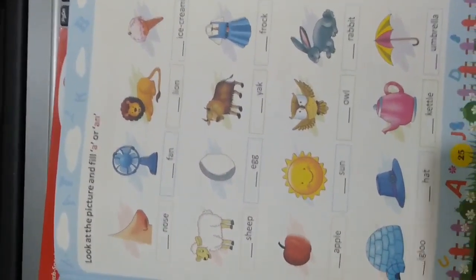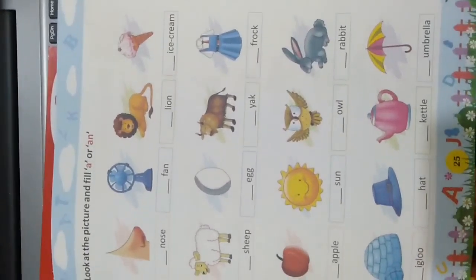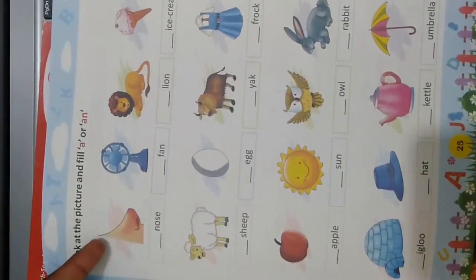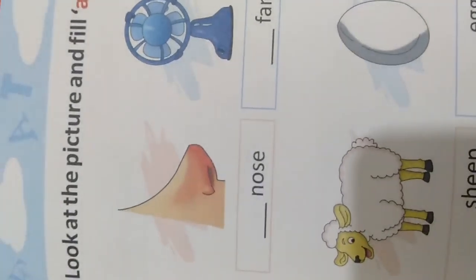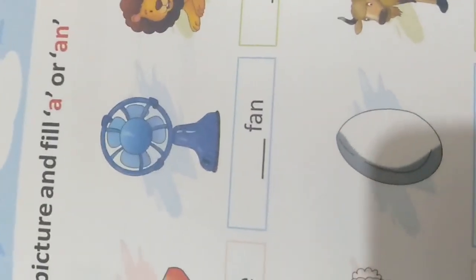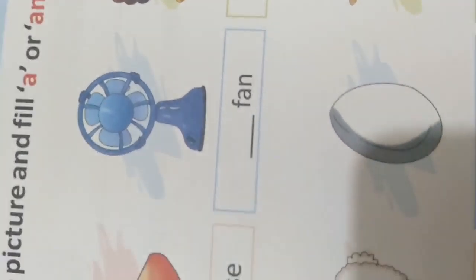And look at this. You have to fill a or an. Okay. So this is the picture of a nose. What do you have to write, a or an? Obviously a, because N is a consonant. Next, there is a fan. So what do you have to write? Again you have to write a, because F is a consonant.